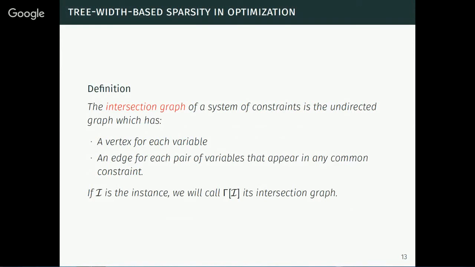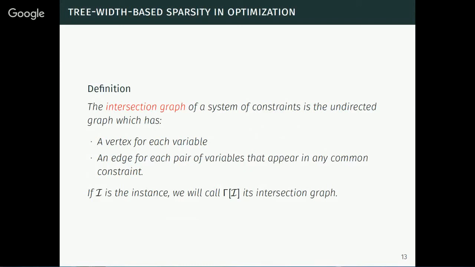So we put a vertex for each variable, and then we connect those two vertices whenever that variable appears in a common constraint. Okay, so every constraint will actually induce a clique on this graph. Okay, and we'll call that the intersection graph. Just to put some notation, if I is the instance, we'll call this gamma I the intersection graph. A clique, a fully connected thing.